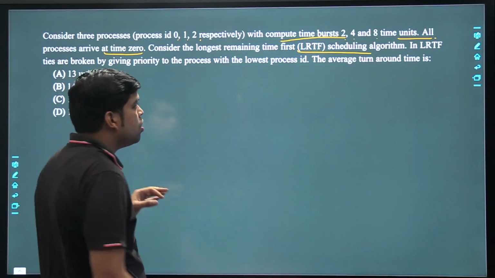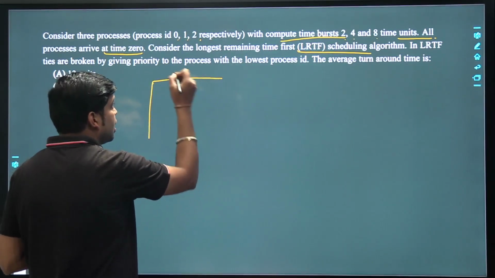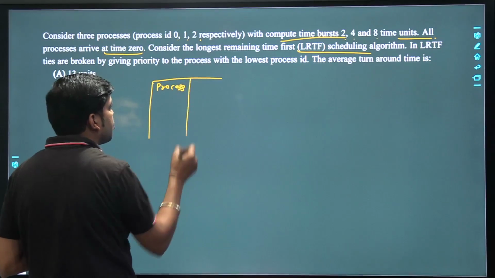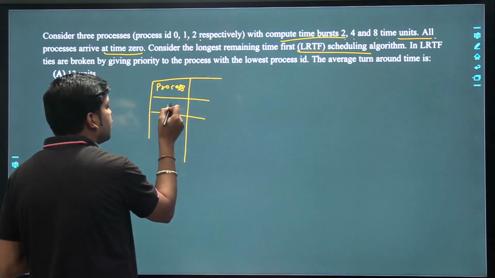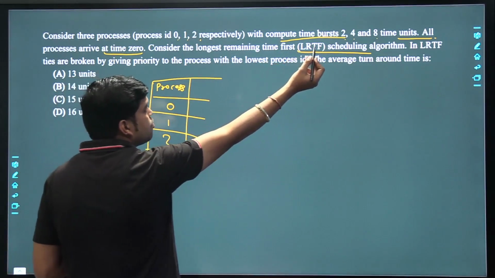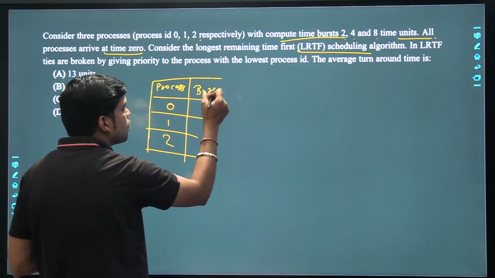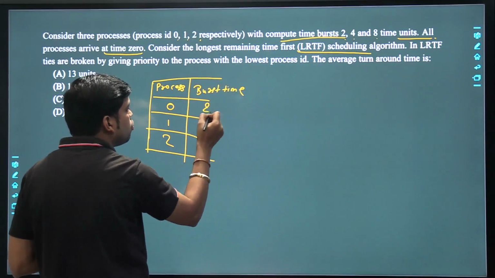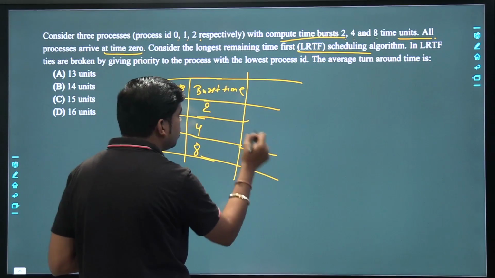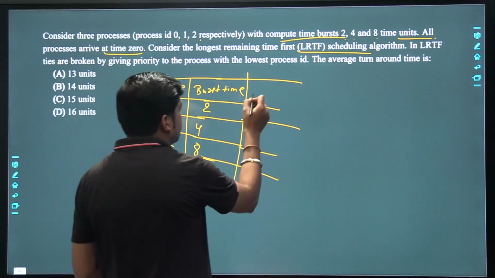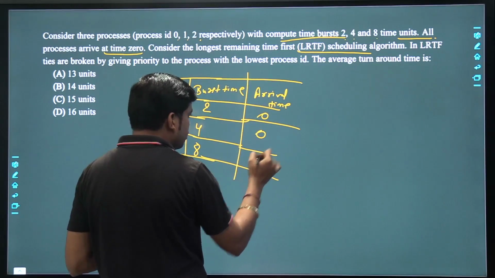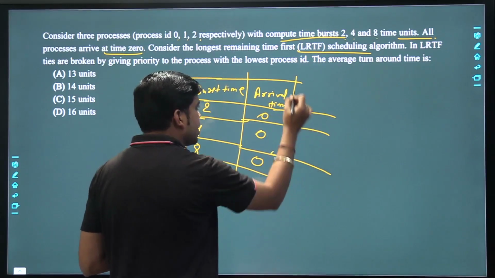What is the average turnaround? What is the question asked actually? There are three processes whose IDs are 0, 1, 2. That is the name, the ID, of each process. With compute burst, meaning the burst time, of the processes being 2, 4 and 8. That is the burst time. Got it? And all processes arrive at time 0. So the arrival time is 0 for all three processes, meaning all processes arrive at the same time.